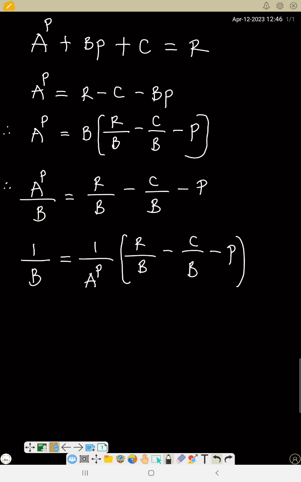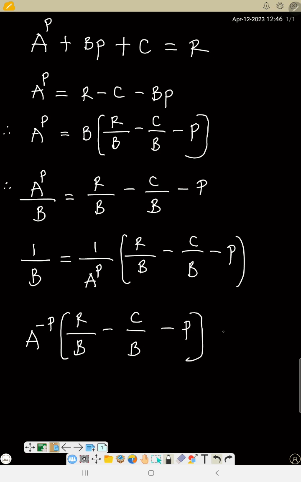So the next thing I can do here, I can say this is the same thing as, I can change this 1 over a raised to power p to a raised to power minus p. So r over b minus c over b minus p is equal to 1 over b, as in 1 over b there. So this is now 1 over a raised to power minus p.